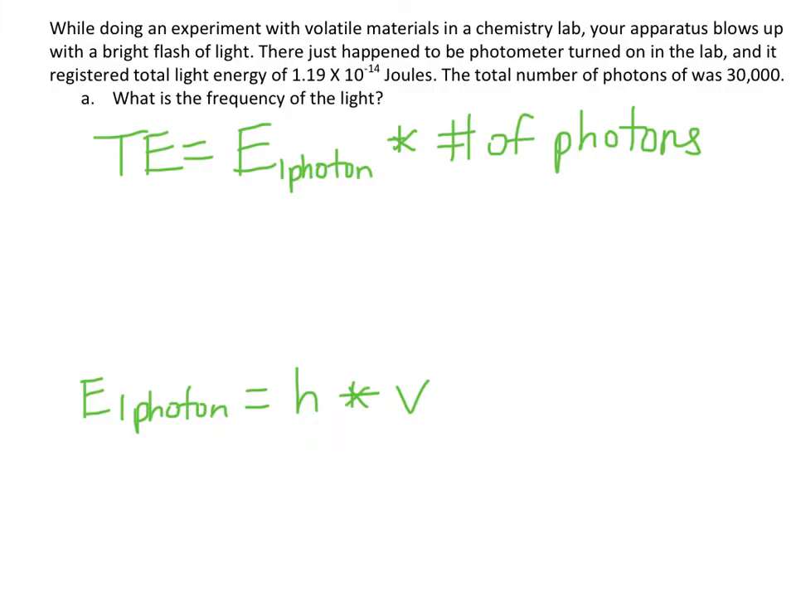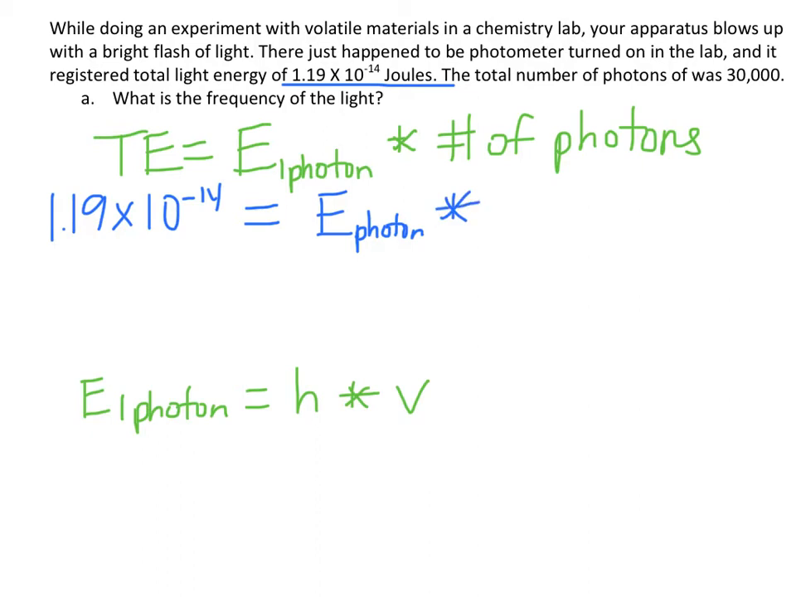Okay, so we're first going to use the total energy formula. They gave us the total energy in the problem, so we're just going to plug that down in our equation. So 1.19 times 10 to the negative 14. That equals the energy of one photon, which we don't have yet, and that's what we're trying to look for, times the number of photons, which was also given to us in the problem. So we're going to plug those numbers in.